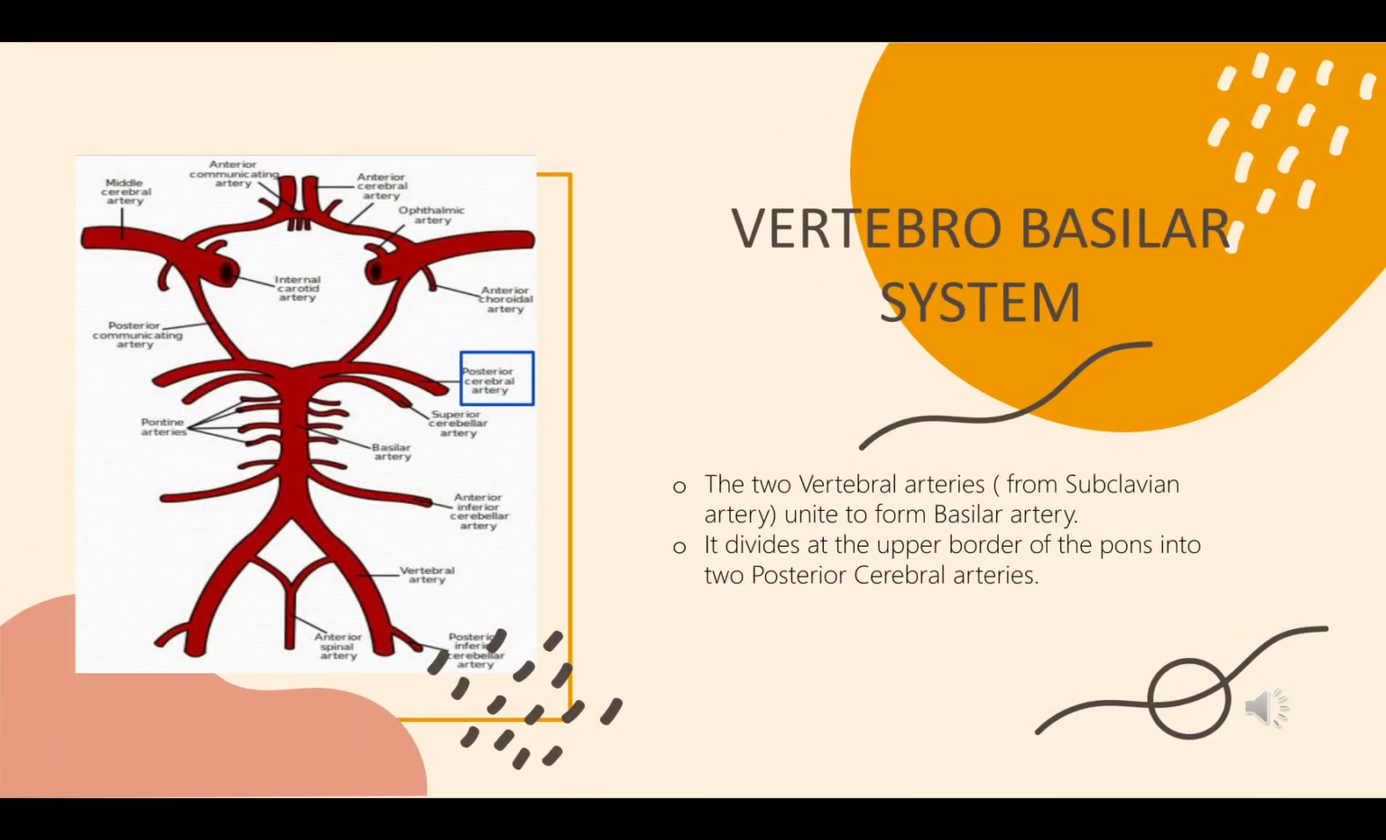Vertebral basilar system. The two vertebral arteries unite to form the basilar artery, and it divides at the upper border of the pons into two posterior cerebral arteries.